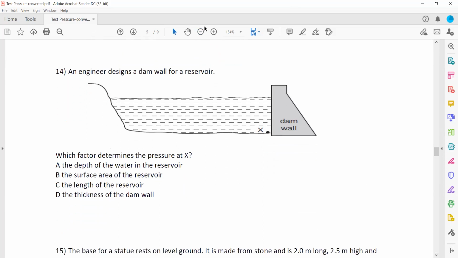Question 14, an engineer designed a dam wall. So he designed a dam wall for a reservoir. Reservoir means to store this water. Which factor determines the pressure at X? Pressure exerted by the liquid. Which factor does it depend on?